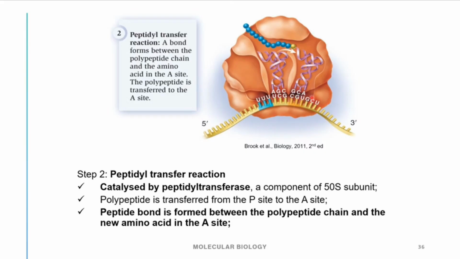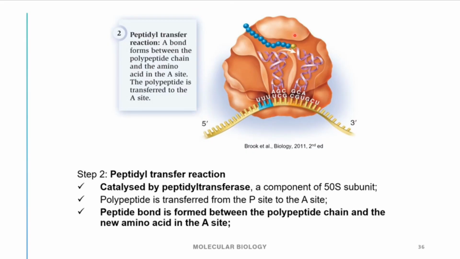The next step that's going to happen is the peptidyl transfer reaction. So remember in the previous slide, this chain of amino acids was actually bound onto this tRNA on the left, right? So what happens is once the next tRNA comes in and verified that it's the correct tRNA, there's going to be a peptidyl transfer reaction that's catalyzed by the peptidyltransferase.